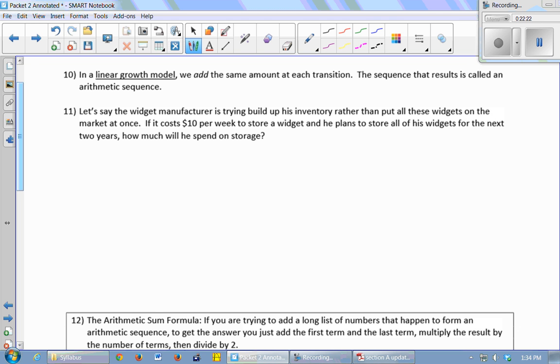So let's just think about the original 387 widgets. How do we figure out how much it will cost to store those? For just the 387 original widgets. So you multiplied by 10? 10. How many weeks are in 2 years though? 104.